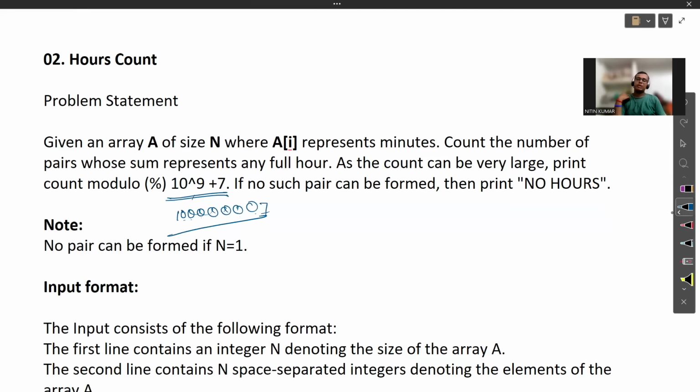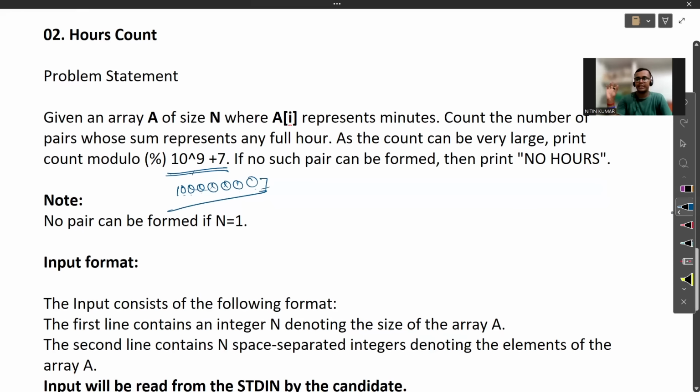But for now, if no such pair can be formed, then we have to print no pair. So if there is no valid pair that can be formed as our answer, then we have to say we cannot form any pair, so no pairs is our answer. This is the thing you have to understand in this problem. So I think you have understood what the problem statement wants to tell us.